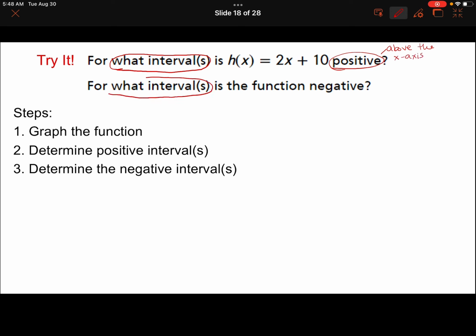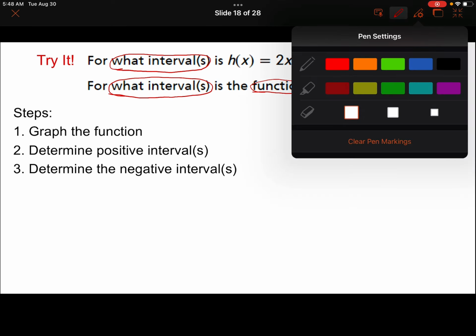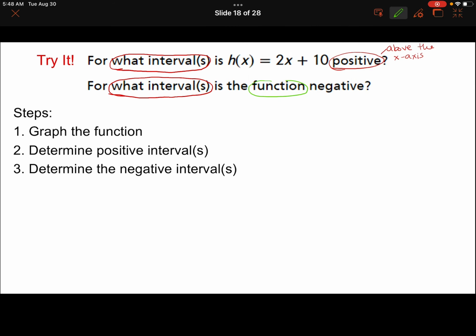And the next question, what interval is a function, this function right here, talking about this function, for what is it negative? So this is below the x-axis. So graph the function. What does the graph look like?